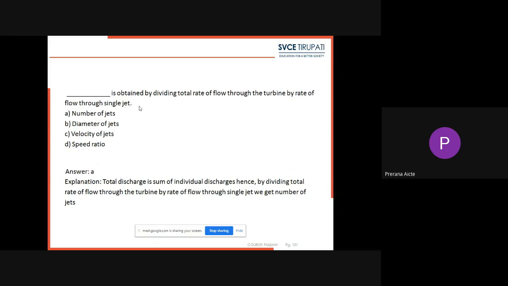Next one, the number of jets is obtained by dividing the total rate of flow through the turbine by rate of flow through the single jet. The total discharge is sum of individual discharges. Hence, by dividing total rate of flow through the turbine by rate of flow through the single jet, we can get the number of jets, that is capital Q by small q.